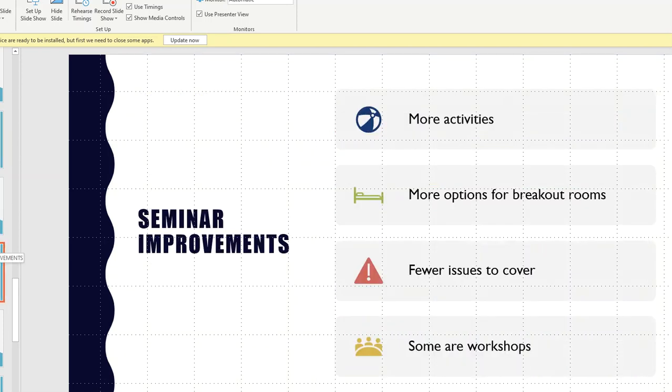And real quickly, we have new seminar rubrics for everybody, and we'll look at them in just a second. They focus more on activities and breakout room options. So hopefully, because there are going to be fewer issues for you to try to cover, and because some of them are workshop oriented, we hope this will engage students a little bit more.